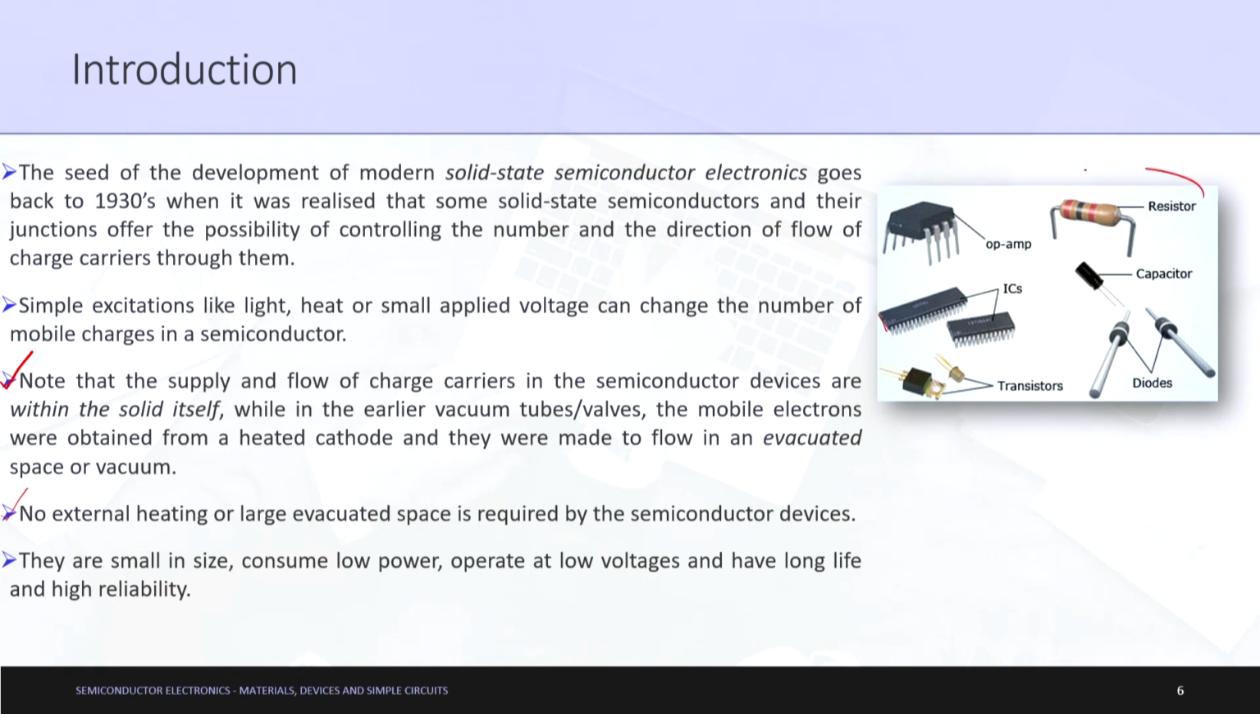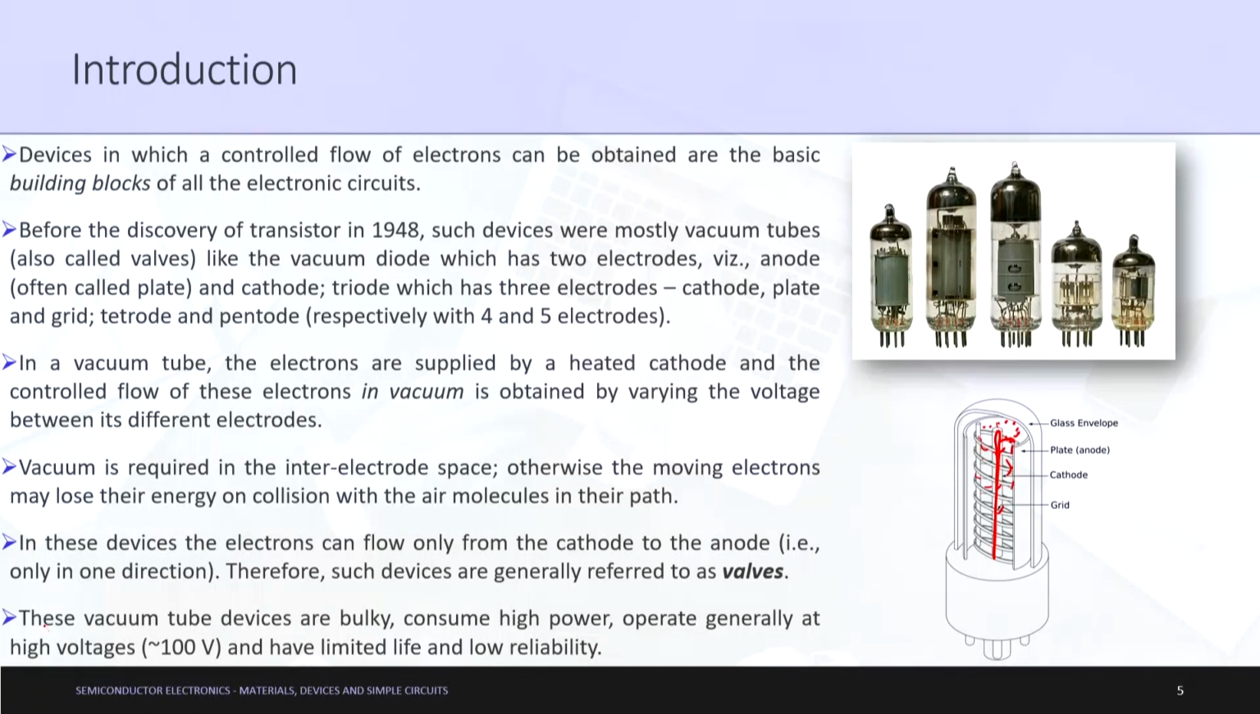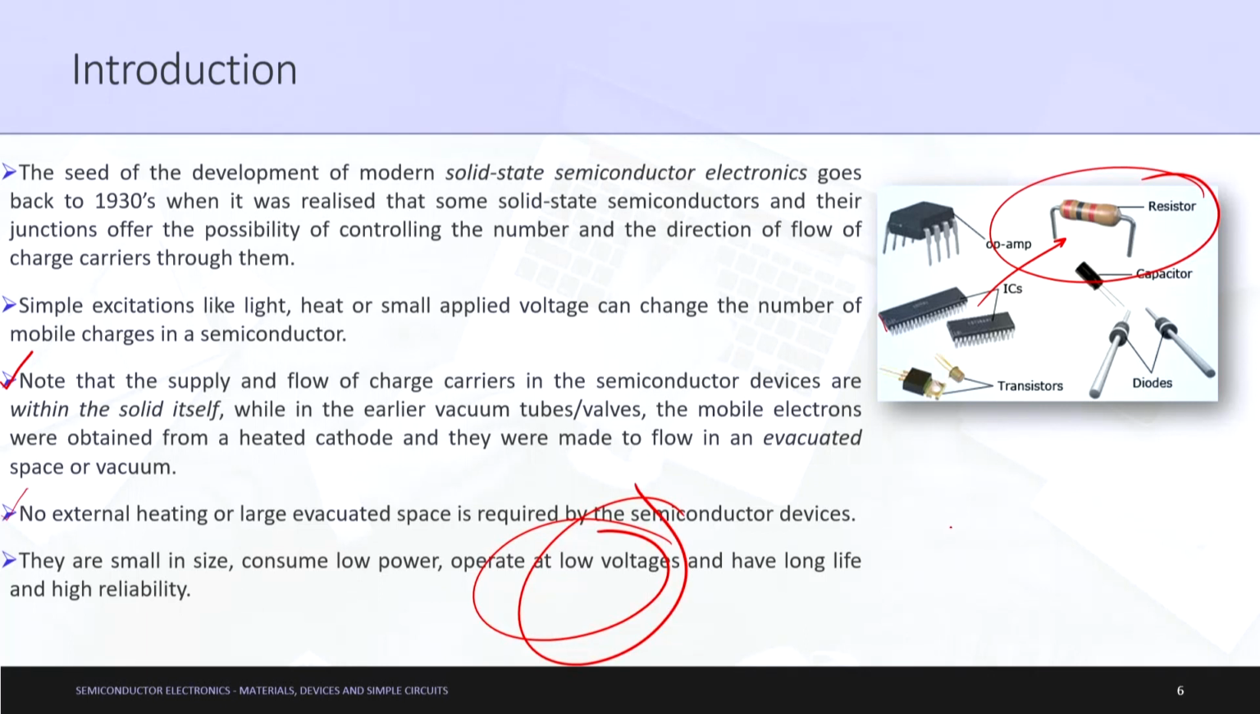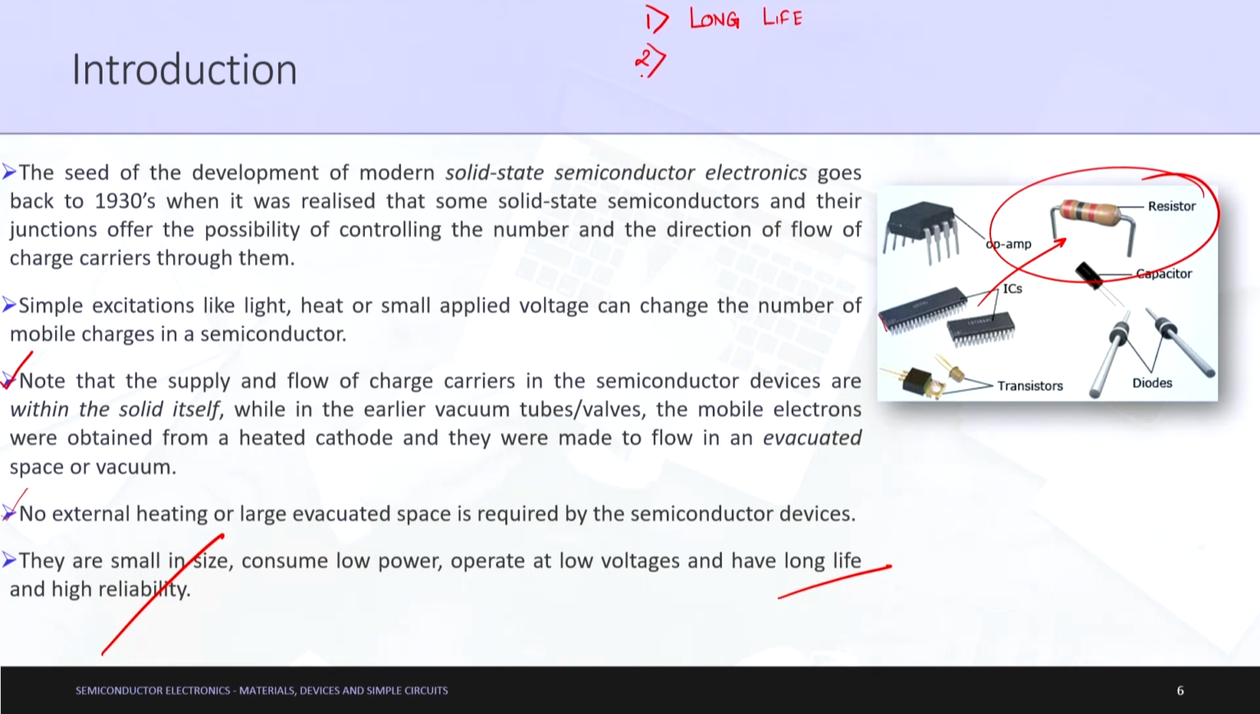You may have seen the resistors also in current electricity or even in labs. They are very small in size, consume very low power, and operate at low voltages. This is one of the differences. The vacuum tubes were operating at high voltages, but these devices operate at low voltages and have a long life and high reliability. So this is one of the advantages. It has a long life and it has high reliability.